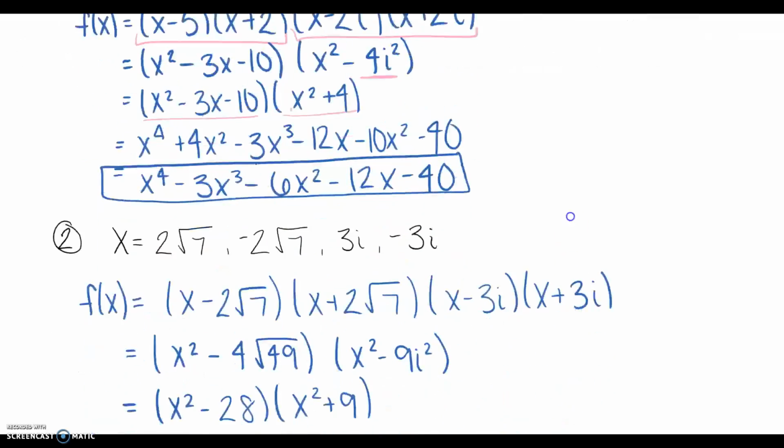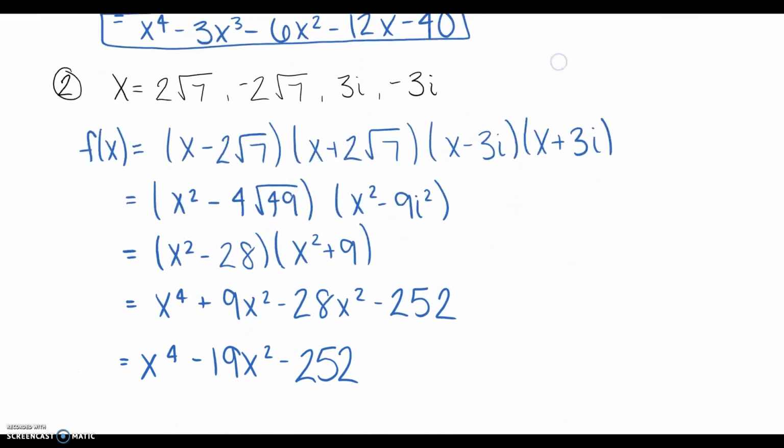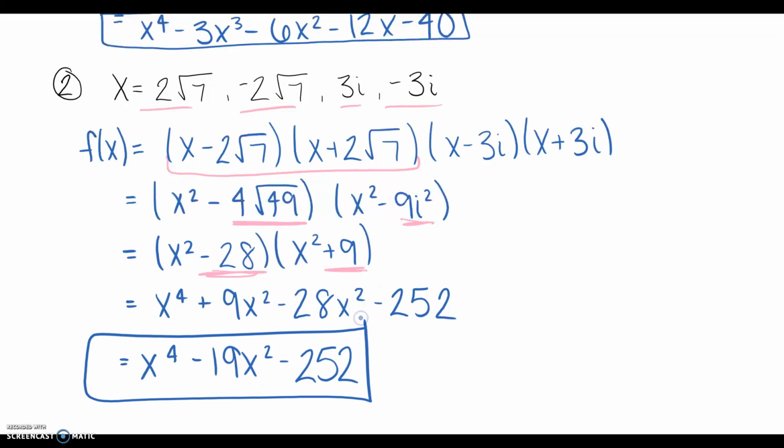The nice thing about example 2 in the U try is it already gave you all of the factors. You didn't have to worry about being tricked. So you have x minus 2 root 7, x plus 2 root 7, x minus 3i, and x plus 3i. When you double distribute for these two, you get negative 4 times the square root of 49, which is negative 28. And then here, don't forget your negative 9i squared becomes plus 9. Double distribute again, and then combine like terms. There's your final answer.